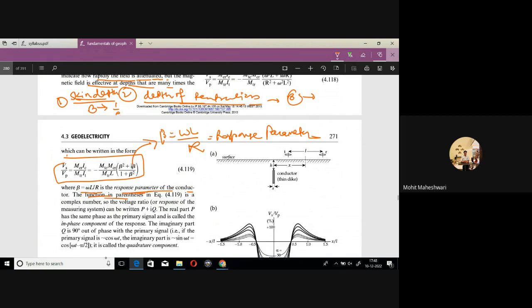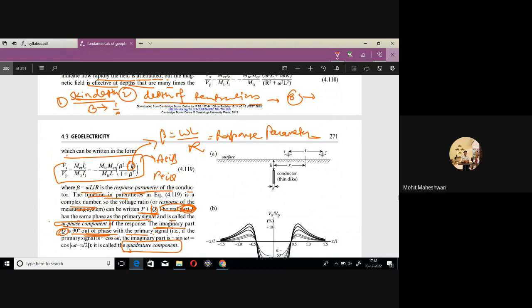The function in the parenthesis is a complex number, very, very important. Why? Because there is a term of iota, right? So this term we can write as a plus iota b, or as p plus iota q, where p is the real part, which has the same phase as the primary signal, known as the in phase component. The imaginary part, given by the q term, means out of phase, that is a 90-degree phase with the primary signal. This term is known as the quadrature component.